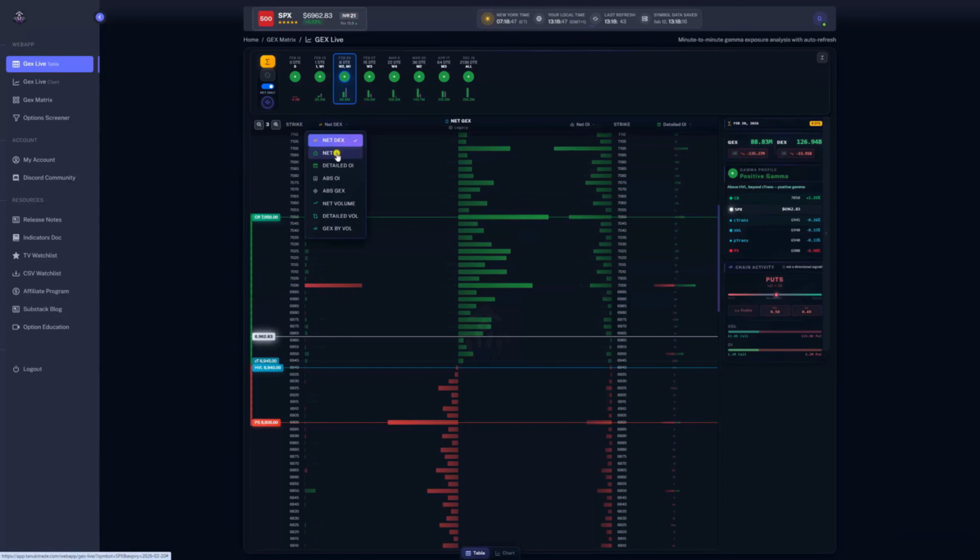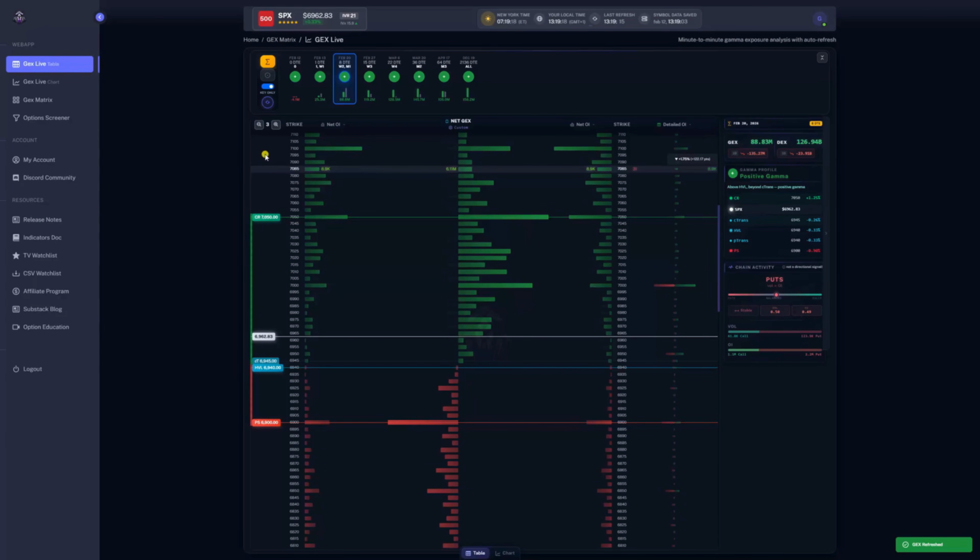Let's talk about the net OI. Net OI reflects the existing positioning rather than current trading activity. The green indicates call-dominated positioning, red indicates put-dominated positioning. Think of open interest as commitment, where traders are already positioned.